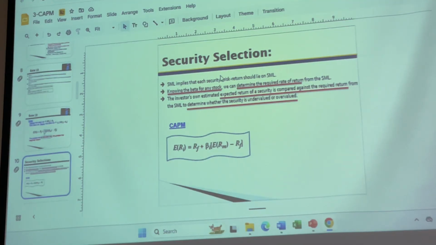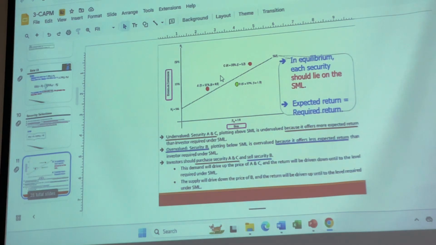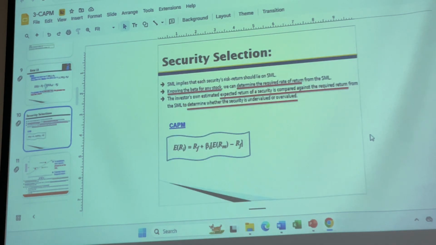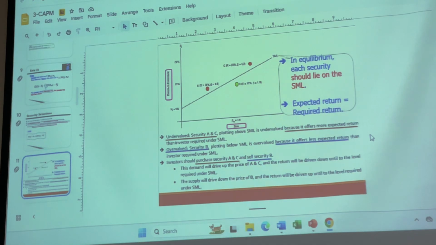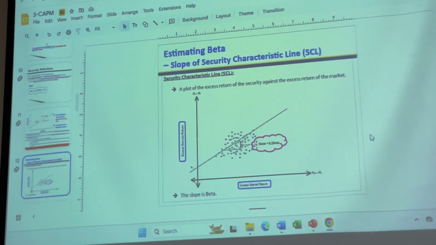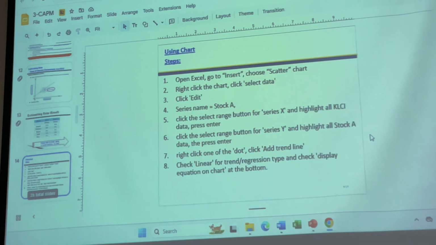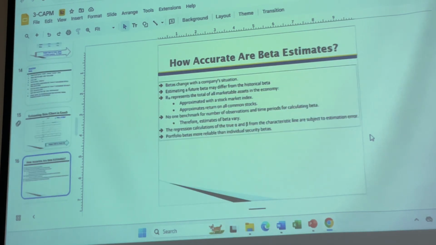Then this one definitely important because we focus on the SML. What is SML? How to draw the SML line? All this kind of thing is important. 10 and 11 important. And then this one Excel is for our assignment, so this one can skip. Okay, 12, 13, 14, 15 can skip.